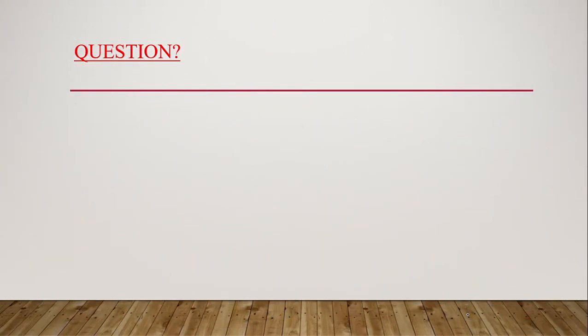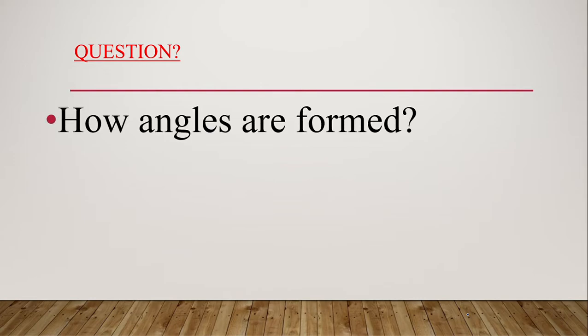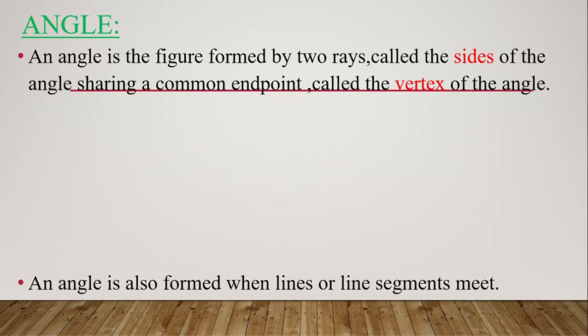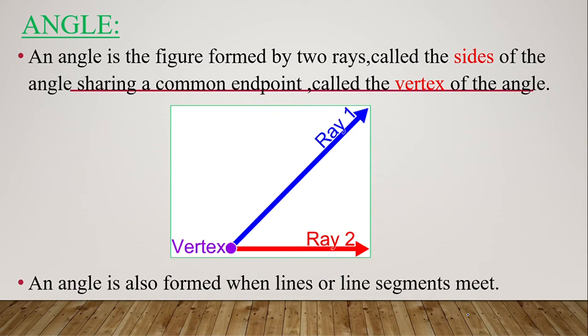A question arises, students: how are angles formed? As we saw in the activity, different lines, line segments and rays are joined at a point, and they make something that is named an angle. So let's define an angle. An angle is a figure formed by two rays, called the sides of the angle, sharing a common endpoint called the vertex of the angle.